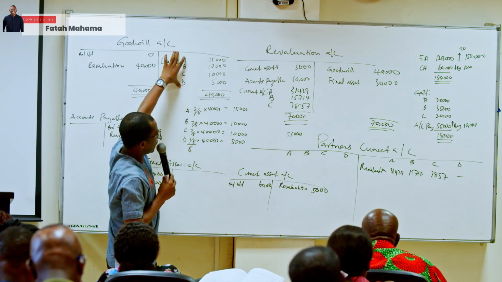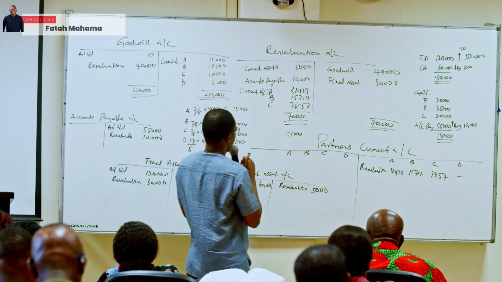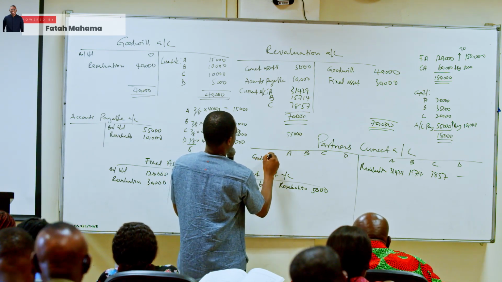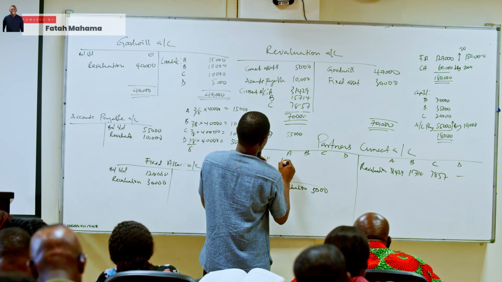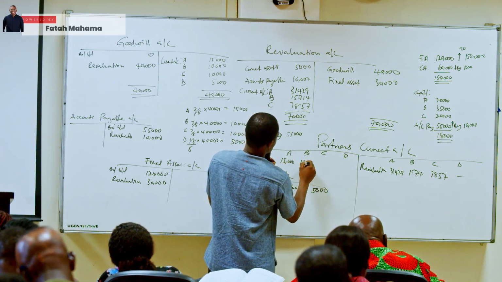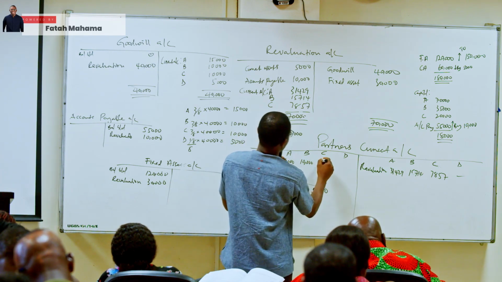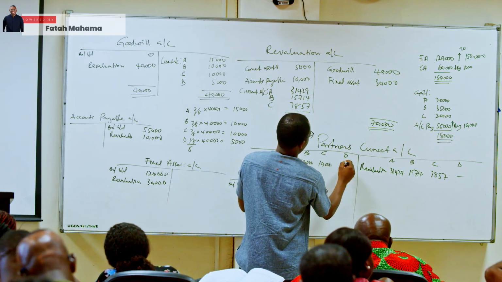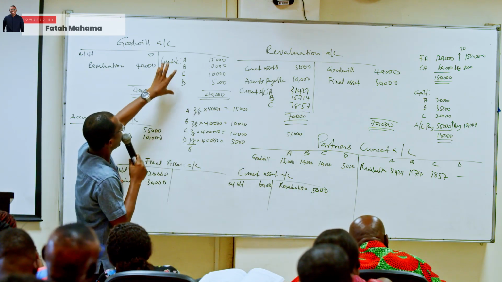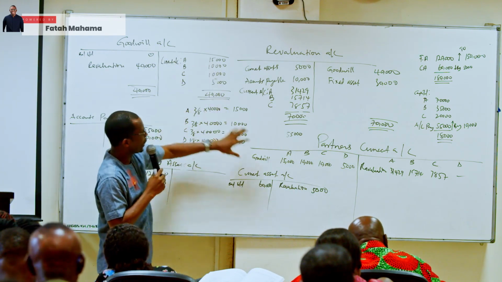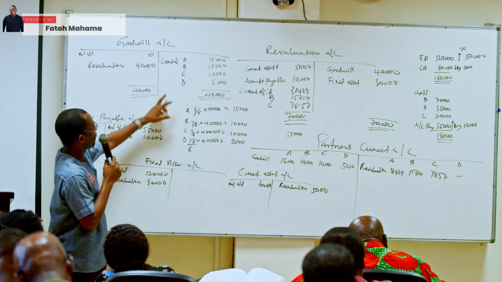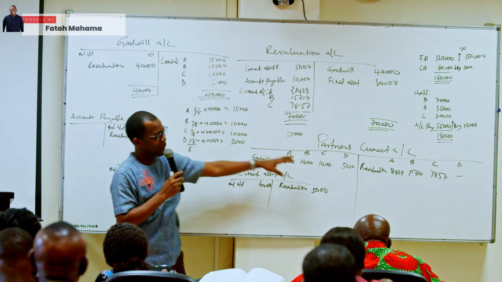And then we have to pass the corresponding debit here. A is 15,000. B is 10,000. C is 10,000. And D is 5,000. Remember, it's just double entry, right? You credit and you must debit. Are we together? We credit, we must debit.